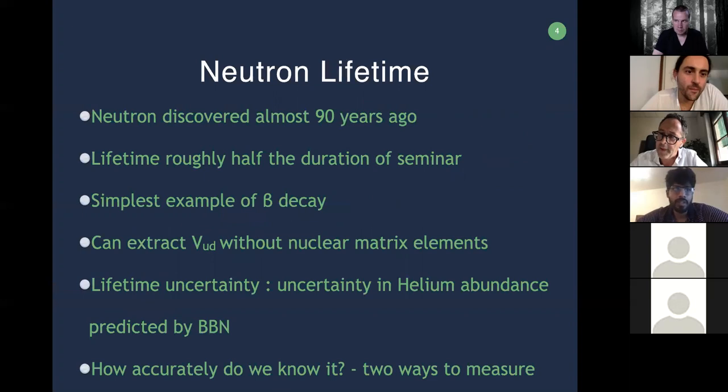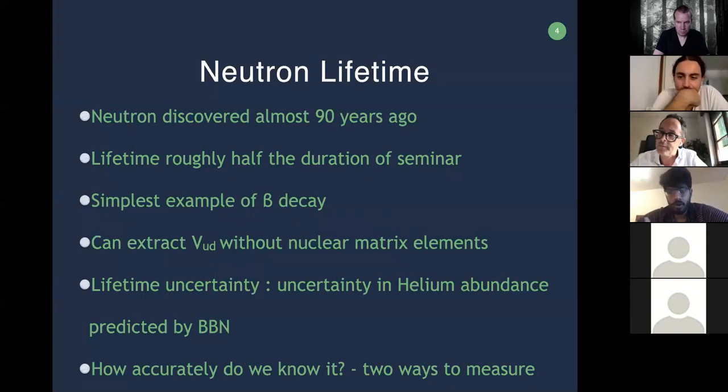So the neutron lifetime: you're talking about a particle that was discovered almost 90 years ago, in 1932. Its lifetime is roughly half the duration of the seminar, around 15 minutes. The simplest example of beta decay that we know.